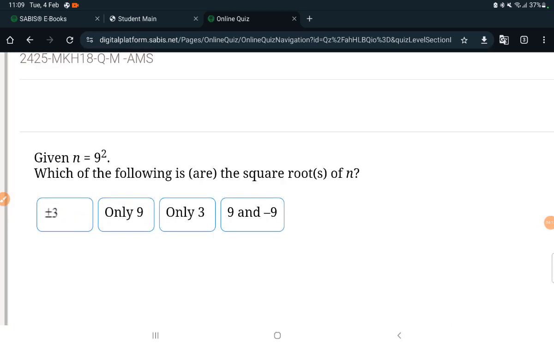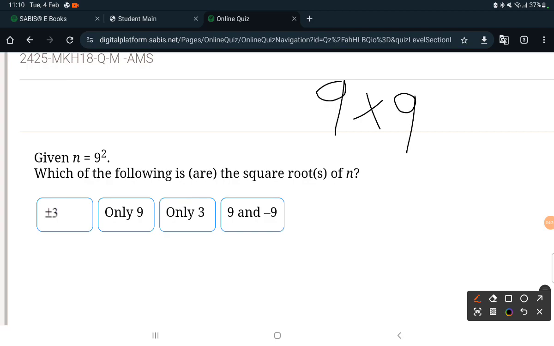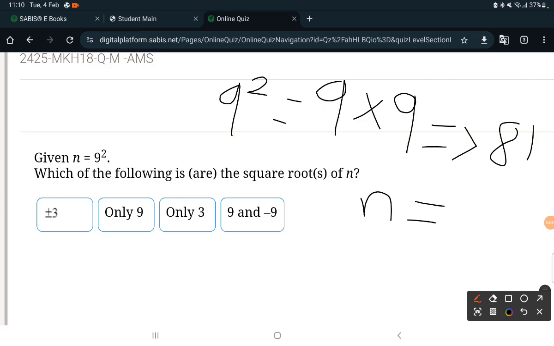Here, given n is equal to 9 squared, which of the following are the square roots of n? Okay, so 9 squared is basically just 9 times 9. So that will equal 81. So n is equal to 81. And they want the square root of that.